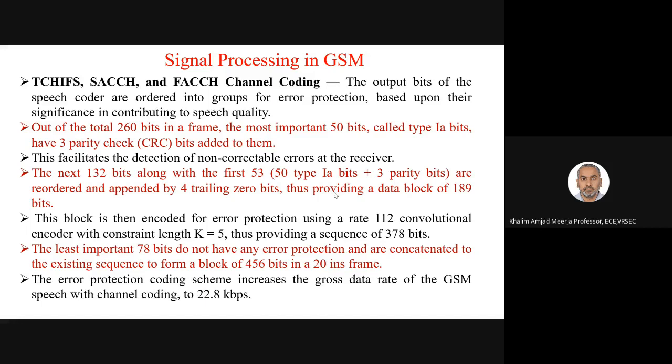The next 132 bits, along with the first 53, because the most important bits are 50 bits and three parity bits, total 50 plus 3, 53. So the next 132 bits, along with those 53 bits, the 50 type IA bits and 3 parity bits, are reordered and appended by 4 trailing zero bits.